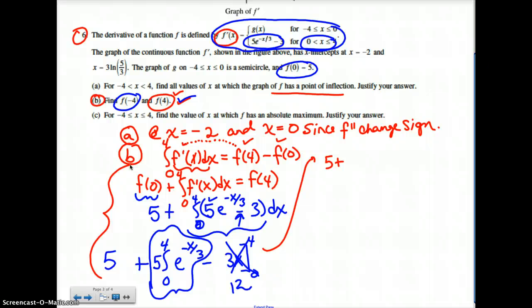I know some of you guys did the anti-differentiation way up here and went from there. I split it up into pieces. So I had my 5 plus 5 times the integral. I pulled that constant out front, e to the negative x over 3. I did the antiderivative of that, which was 3x. I evaluated it from 0 to 4, and I ended up with a minus 12.